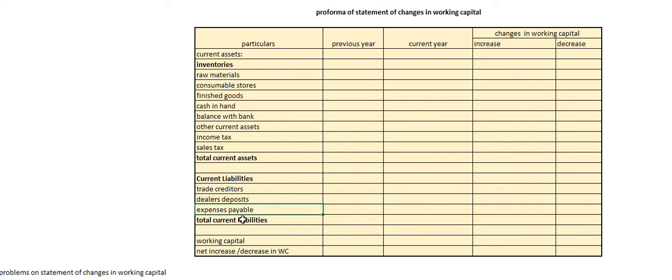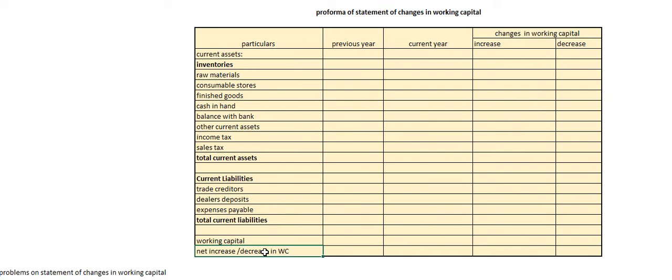Then there are other current liabilities which are not mentioned. Example could be your incomes which are received in advance and expenses which are outstanding, and bank overdraft, which is a very important current liability. So other current liabilities are also added up and we total up our total current liabilities. Your working capital is nothing but your current assets minus current liabilities. Then we show whether there is an increase or decrease in the working capital.